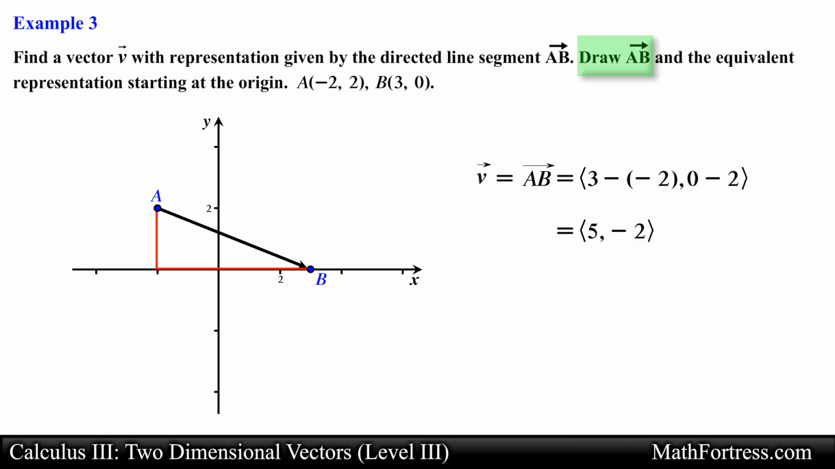Now that we have the components of vector v, we go ahead and draw an equivalent vector with initial point located at the origin. This is also referred to as a vector in standard position. Drawing the vector, we have the following. Vector v starts at the origin and terminates at point 5, negative 2. Notice that the terminal point of a vector in standard position has coordinates equal to the components of the vector.